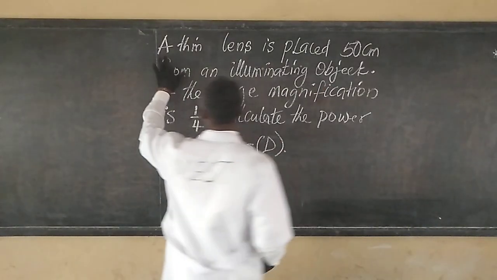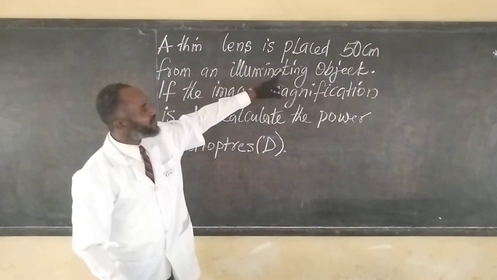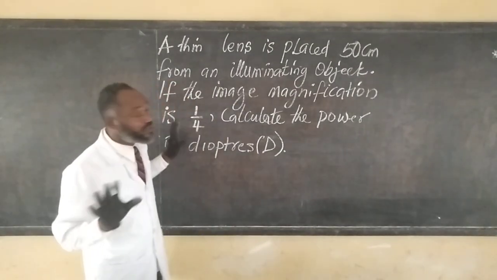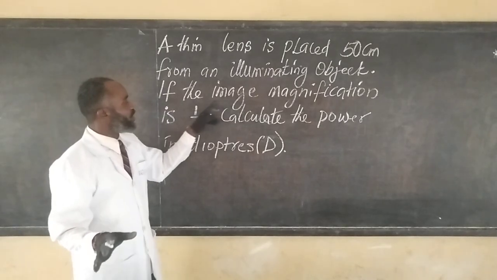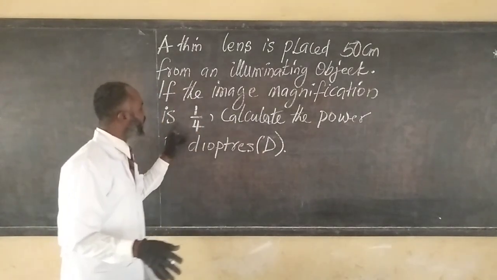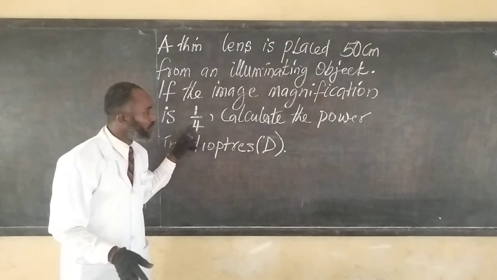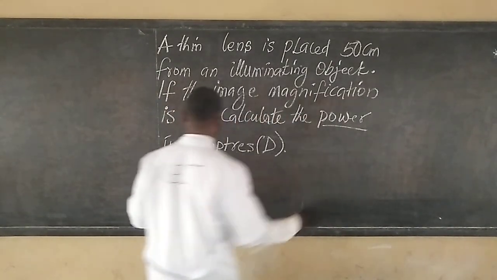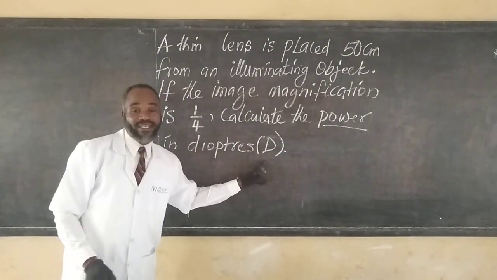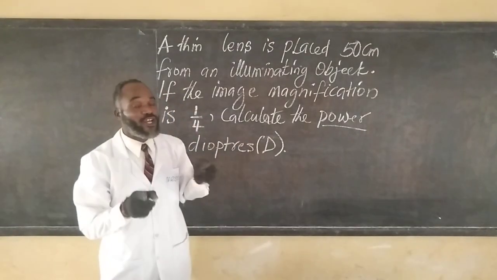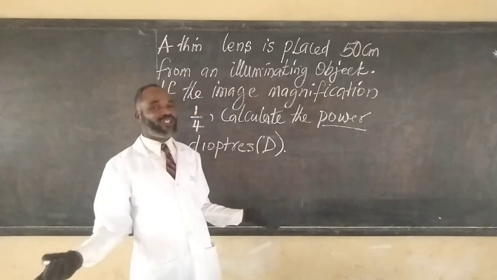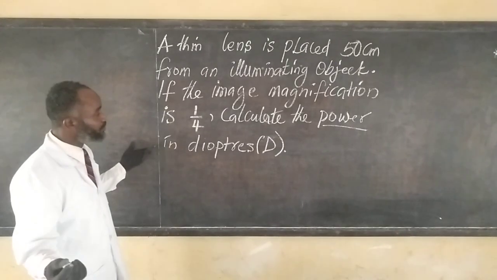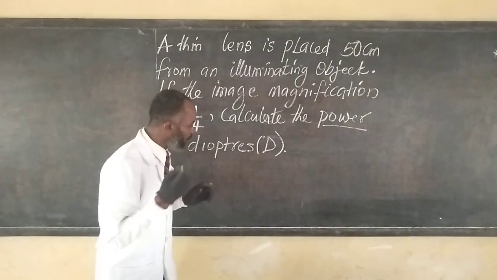Let's go. They say a thin lens is placed 50 cm from an illuminated object. If the image magnification is 1/4, calculate the power. So we are going to calculate the power in diopters, D. Not the focal length. That is where some students will make a mistake. But if you understand this, it's very simple. You need to find out what they want you to do.